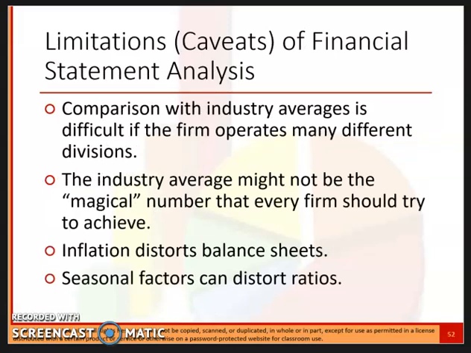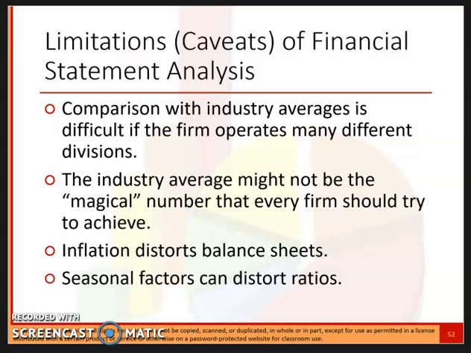Now, limitations of financial statement analysis. Comparisons with industry average are difficult. The firm may have different divisions. They may operate very differently, in a different segment of that business. Sometimes some segments of industries can be highly profitable and others less profitable, depending. The industry average may not be some magic number that everybody needs to achieve.